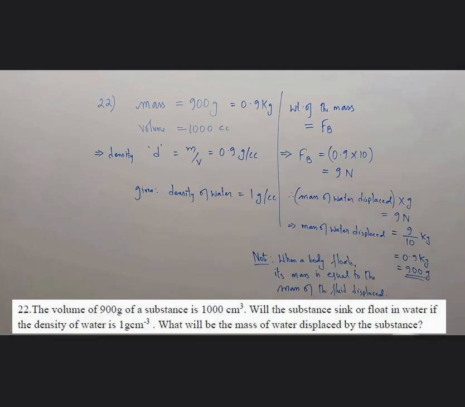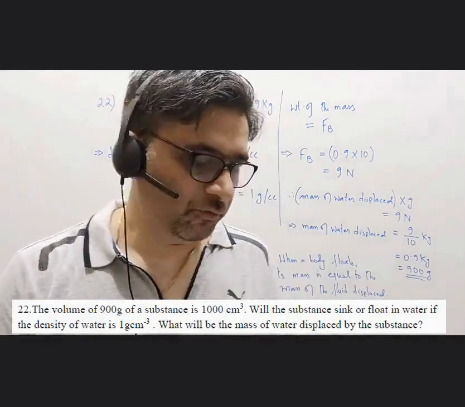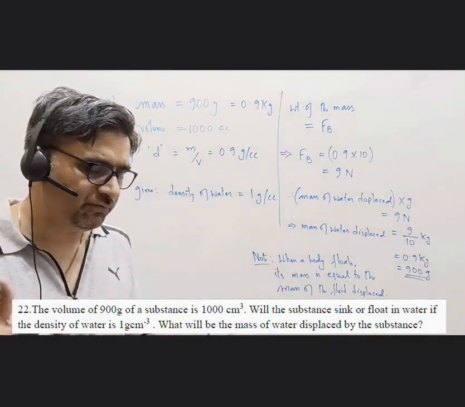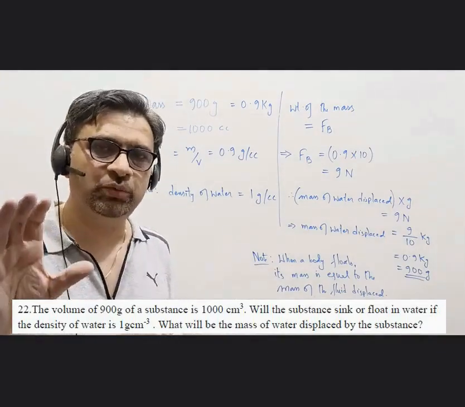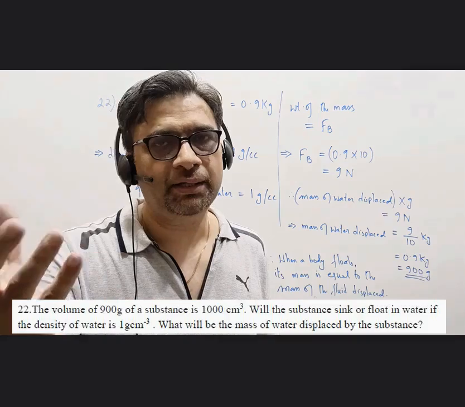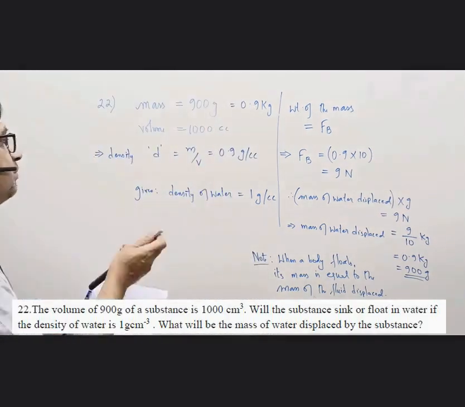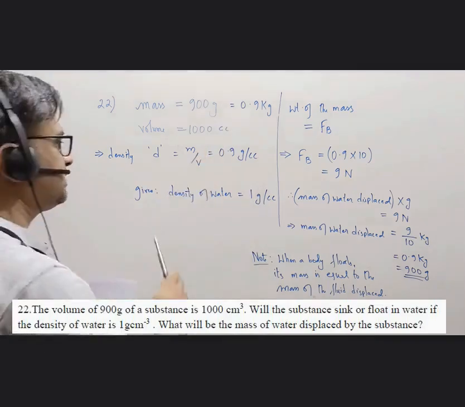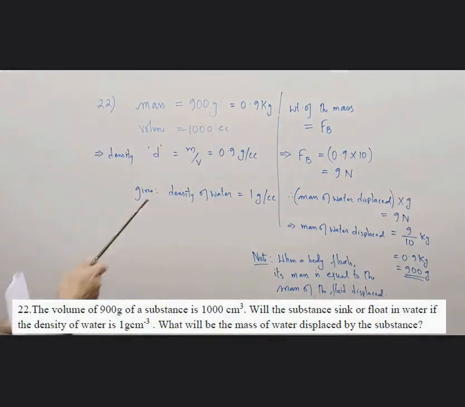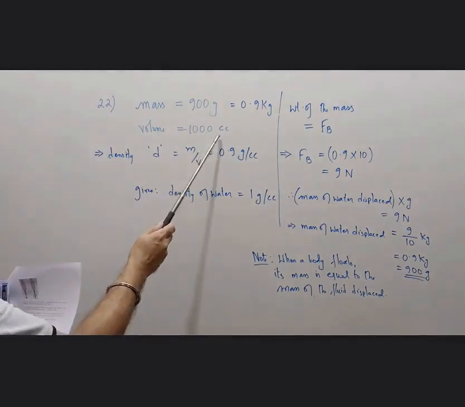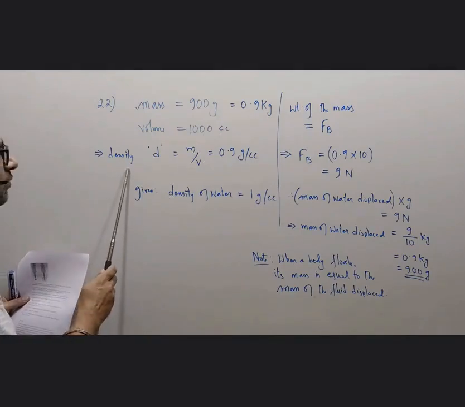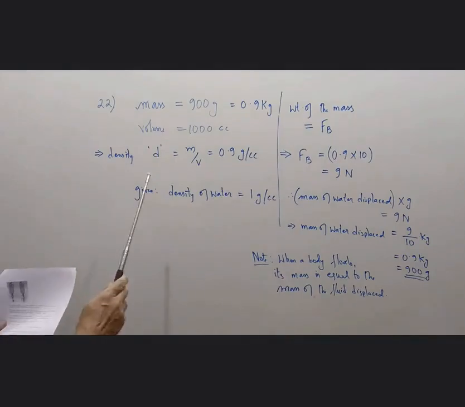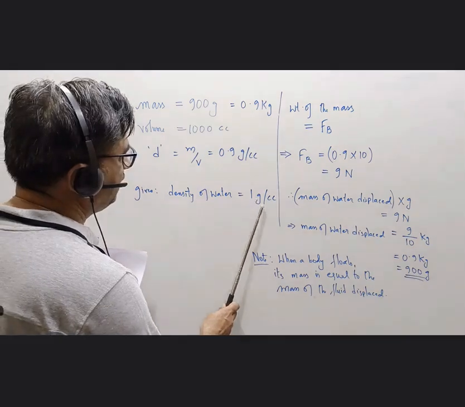Question number 22, a very interesting question. The volume of a 900 gram of a substance is 1000 centimeter cube. So whenever we have questions like this where some data is given and we can readily infer some, it's a good idea to write the inferred data. What I mean to say is mass is given as 900 gram. I've just converted this to 0.9 kg in case this is required somewhere. It's given that the volume of this object is 1000 centimeter cube. So we can readily determine density, which is given by mass by volume, and it comes to 0.9 gram per cc. Now it's also given that the density of water is 1 gram per cc.